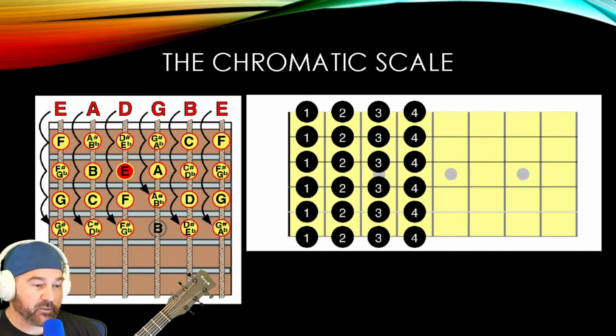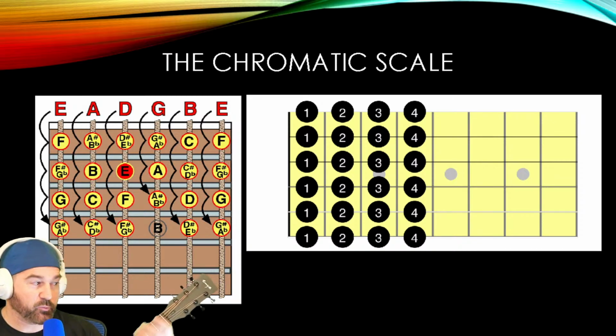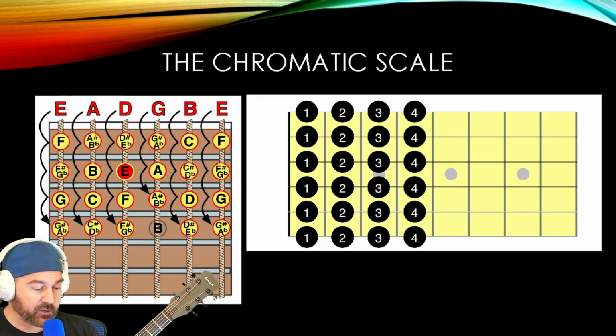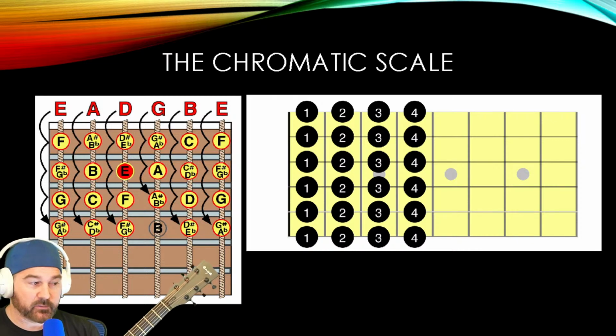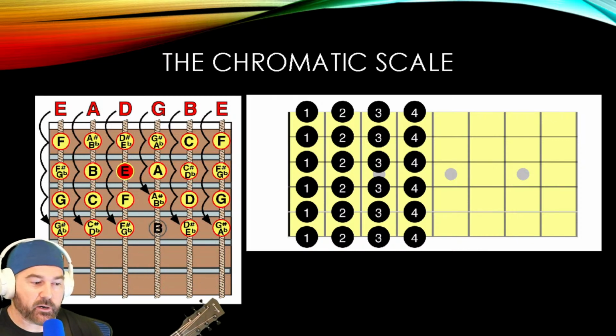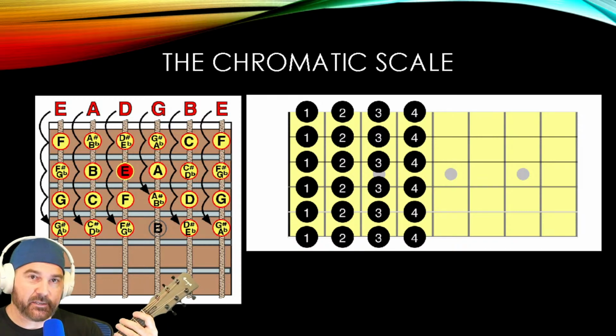The chromatic scale obviously doesn't really require memorization. It's just 1, 2, 3, 4, and you can start it on any fret and follow that pattern. You could start it literally up on the 12th fret. You can't really see me playing it there, but you can start it anywhere. The idea is to play it evenly and to go up the scale and then play it backwards to go back down it.